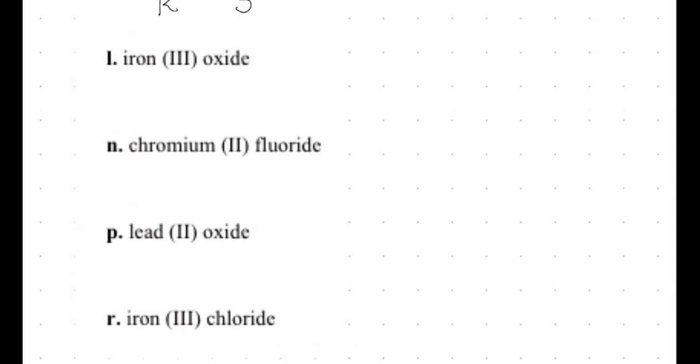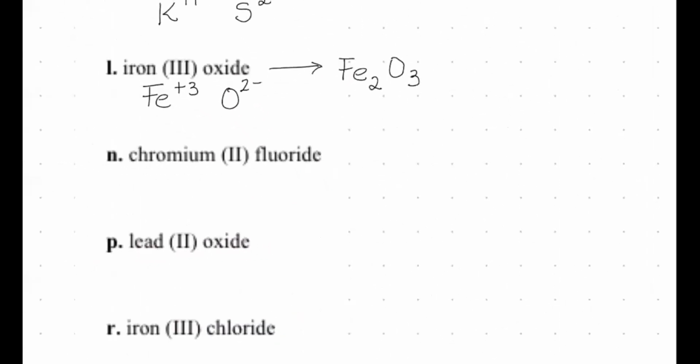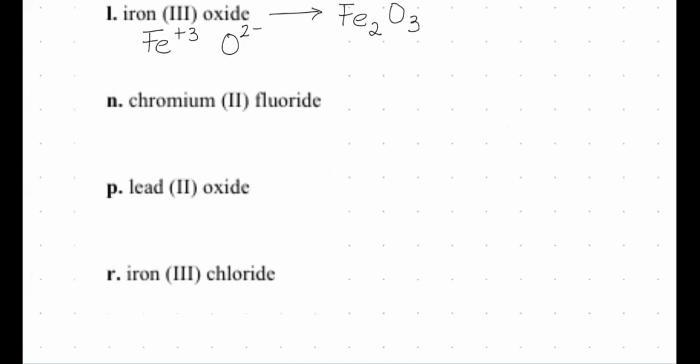We have iron 3 oxide. Again, the Roman numeral tells me what the charge of my iron is. Fe +3. Oxide is O2-. What is the chemical formula? Great. Fe2, sorry, Fe2O3. Okay. I'm going to give you guys a minute to do the last three: chromium 2 fluoride, lead 2 oxide, iron 3 chloride.